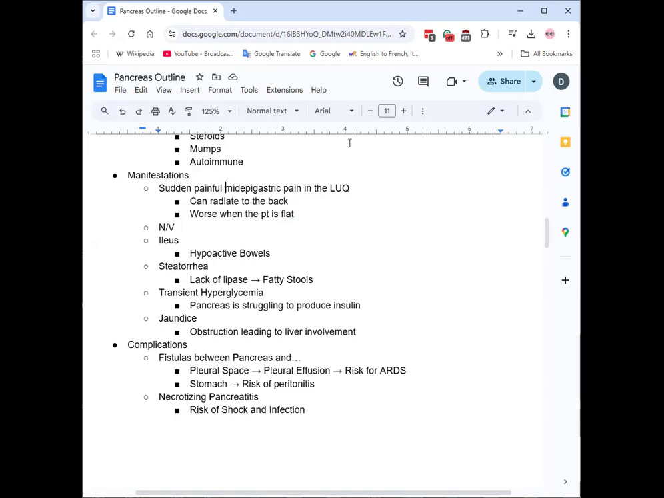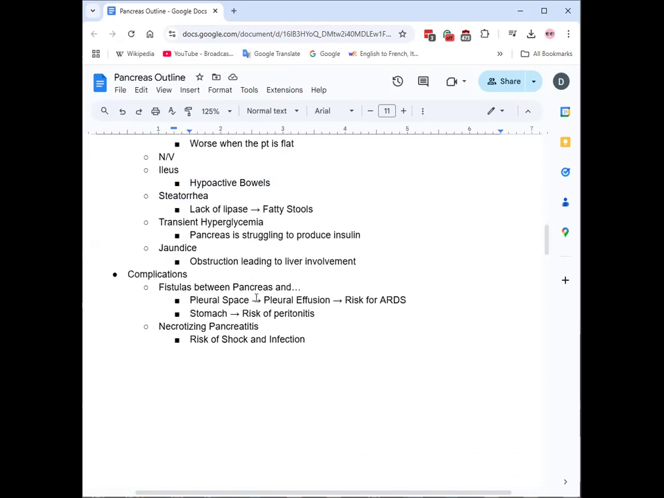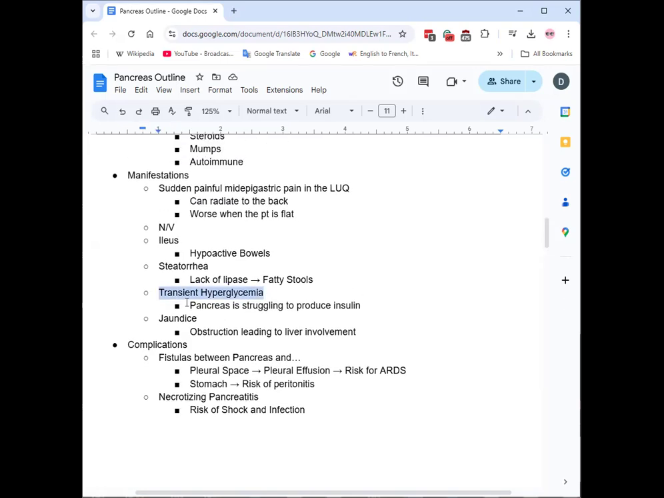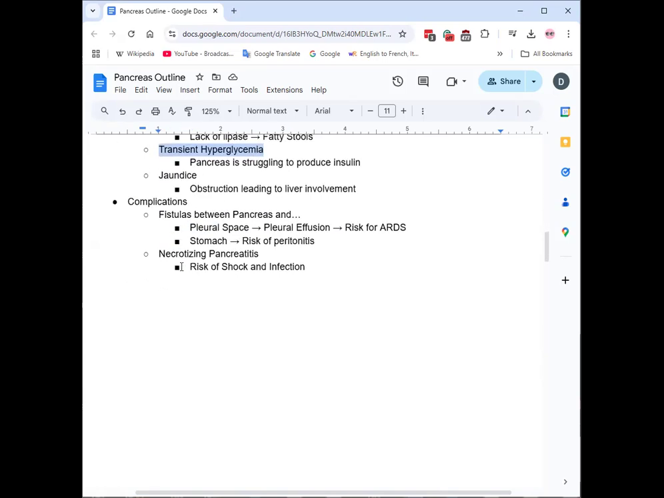Nausea, vomiting can happen. Hypoactive bowels, so you can see why we're resting the bowels. If you don't have lipase, you're going to get fatty stools. I think an important thing to think about is how the pancreas can then lead to issues with your glucose regulation because you're not going to make insulin. So I think an important thing to think about is the transient hyperglycemia.